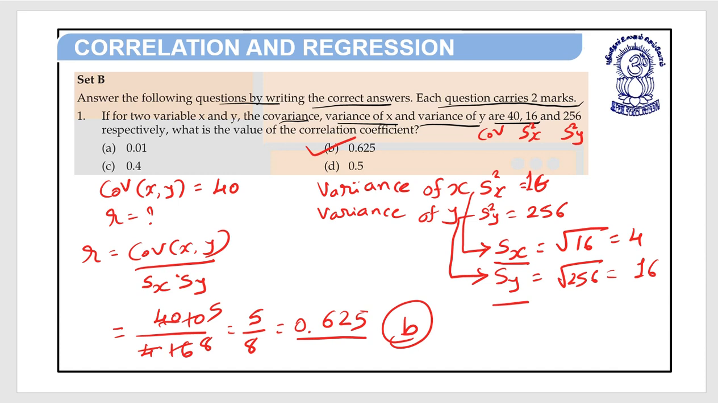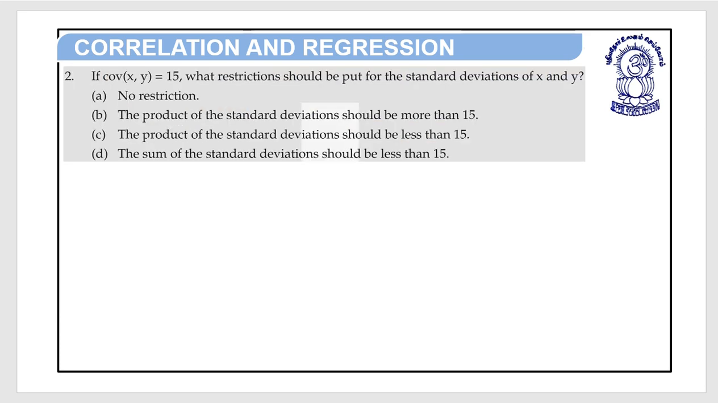Okay, so question number 2. If covariance xy is equal to 15, what restriction should be put for the standard deviations of x and y? Option A, no restriction. Option B, the product of the standard deviations should be more than 15. Option C, the product of the standard deviations should be less than 15. Option D, the sum of the standard deviations should be less than 15.